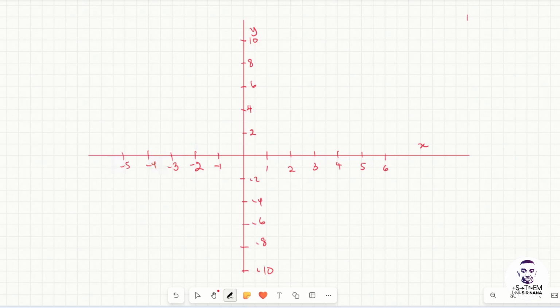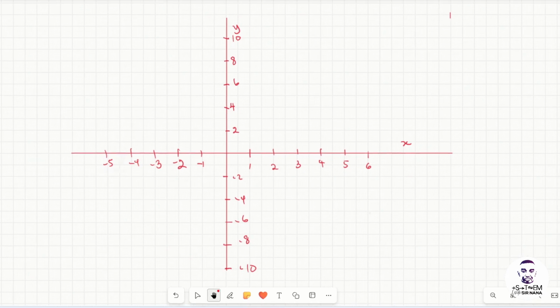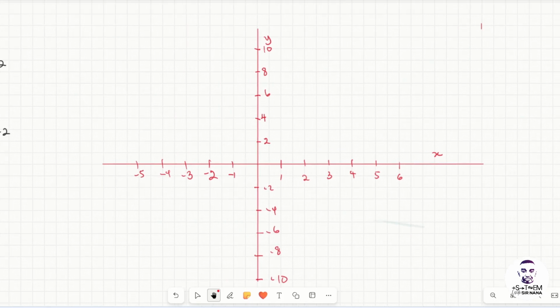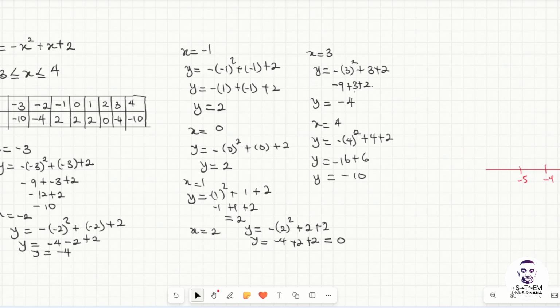We can have our negative 5. Then now we are going to plot the points. So we'll look at the points one by one and plot them. So the first point is negative 3 and 10. The second one is negative 2, negative 4.